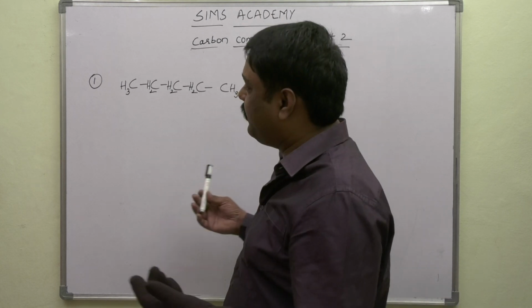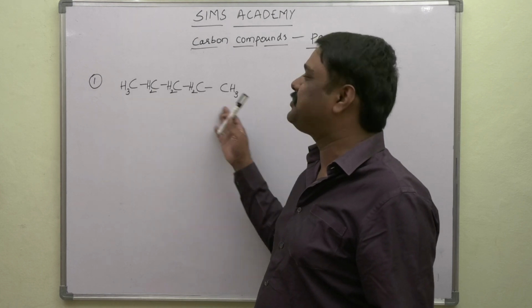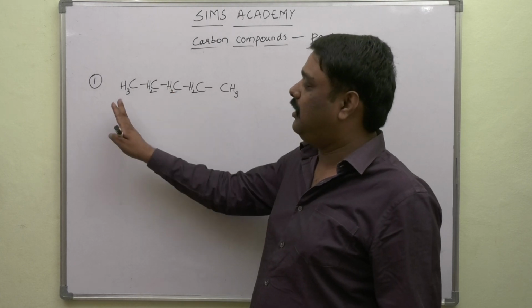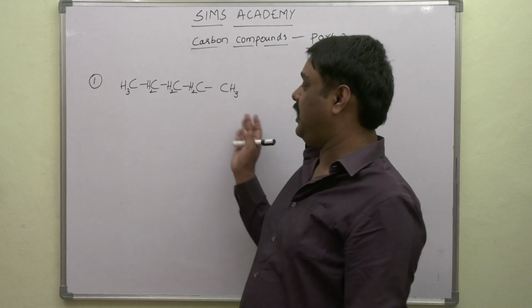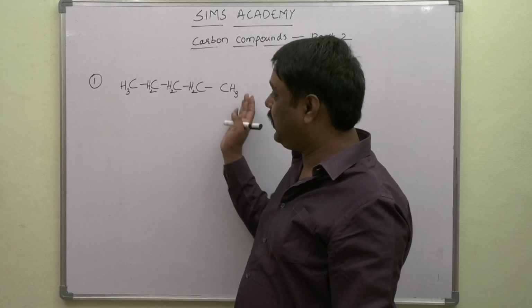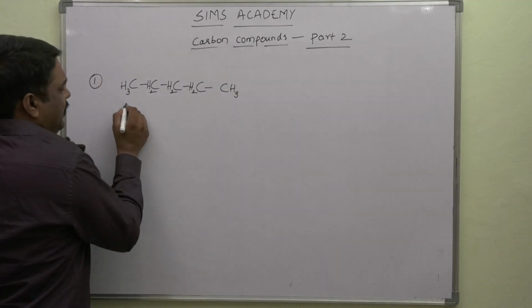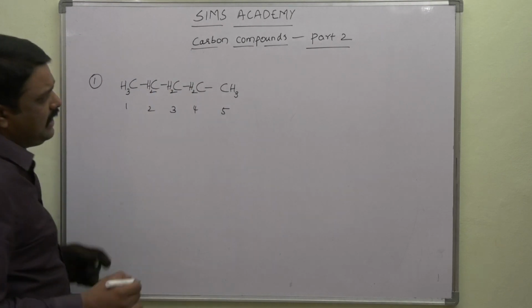And how to give the numbering? Numbering can be given in either direction because we don't have any substituents over there. We can give numbering from left to right, or from right to left. Either of the two we can give. Let us give like this: 1, 2, 3, 4, 5.